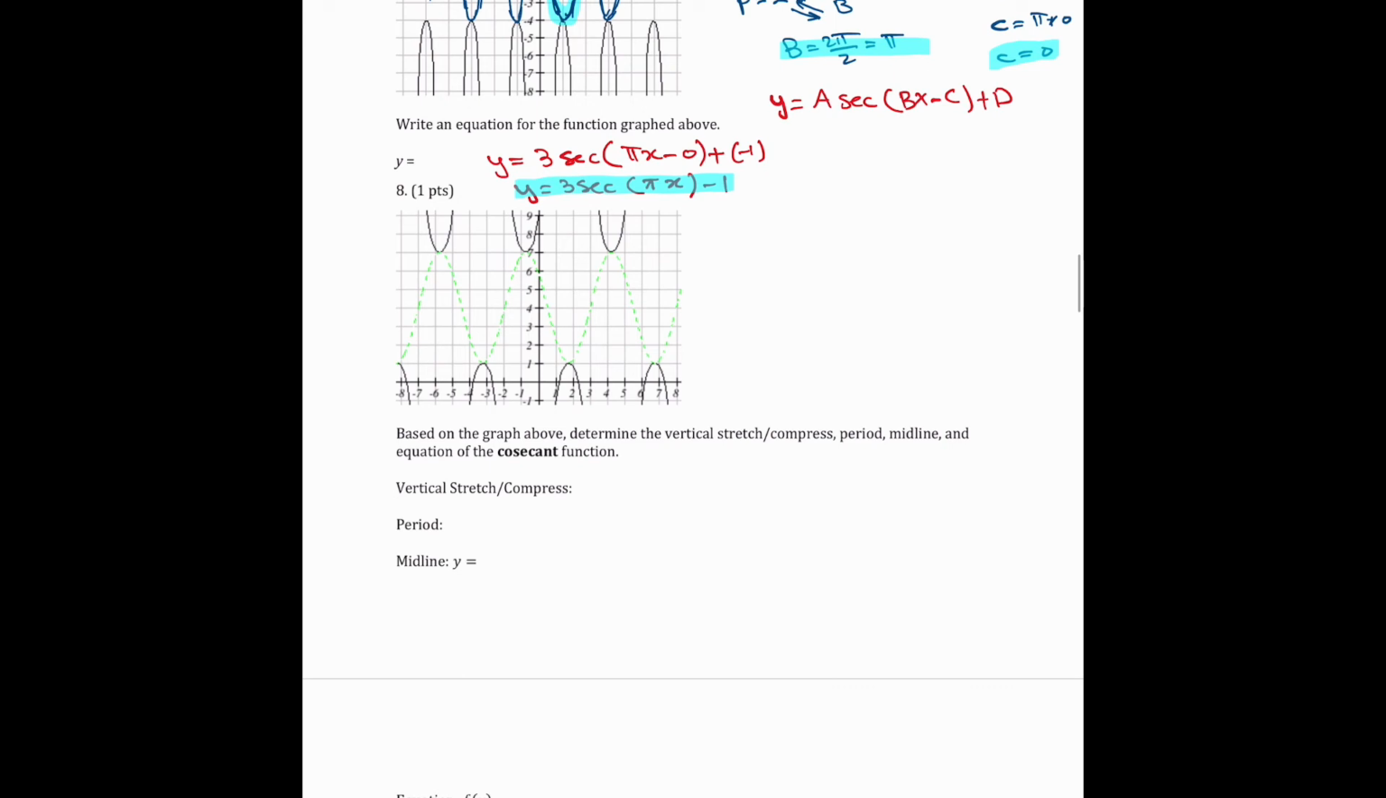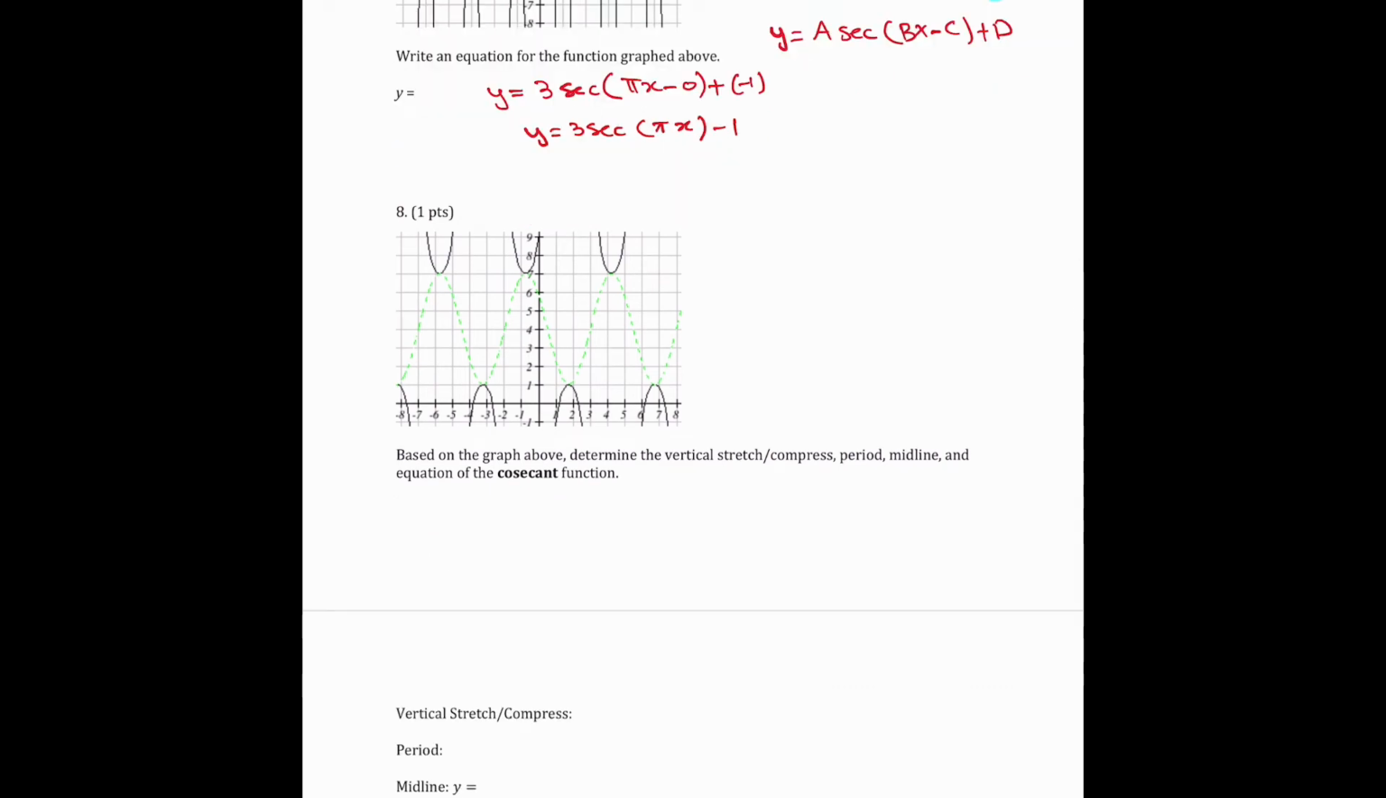Question number 8. We need to write an equation for this graph. The first step is to determine the midline. Again, the midline is equal to 4 in this case. I can tell because the distance is 1, 2, 3, 4, 5, 6, and then that is exactly in the middle. So I can find D immediately to be equal to 4.